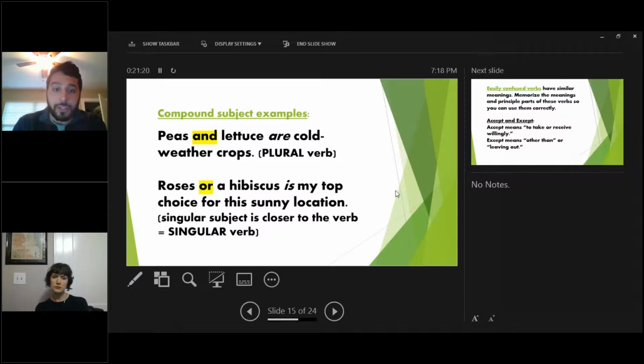So this is a singular subject that is closer to the verb, and so you use a singular verb. Now, if those were flipped, roses, plural, would be closer to the verb, and so you would use a plural verb. So it would say a hibiscus or roses are my top choice for this sunny location. So if you have and separating your subjects, when you have compound subjects in a sentence, then you're using a plural verb. But if you have an or separating those compound subjects, then you're going to go with the subject closest to the verb to determine whether it's singular or plural.